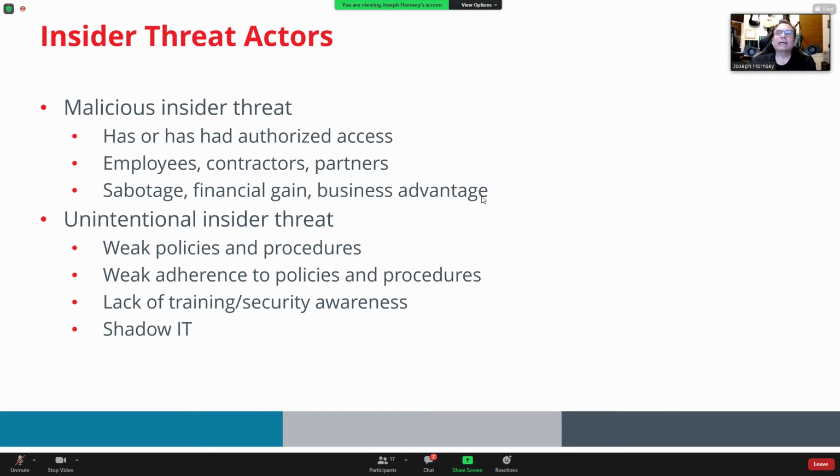The last thing there is shadow IT. Shadow IT is a term that you need to be familiar with, and it's going to come up a couple of times in this course. Shadow IT is IT stuff that the IT department doesn't know about. So let's say somebody installs a piece of software on their computer and they don't get permission from the IT department.